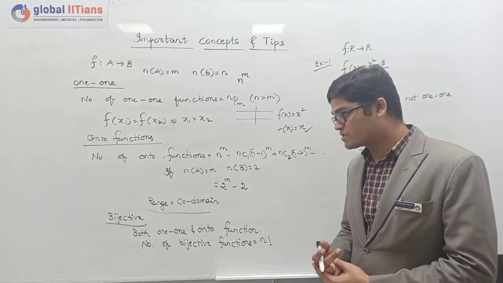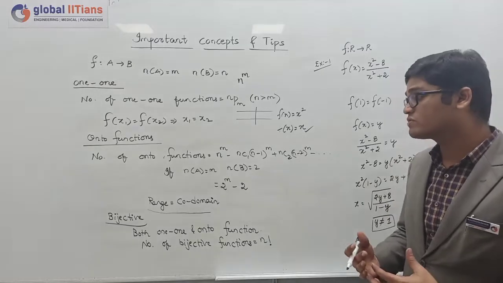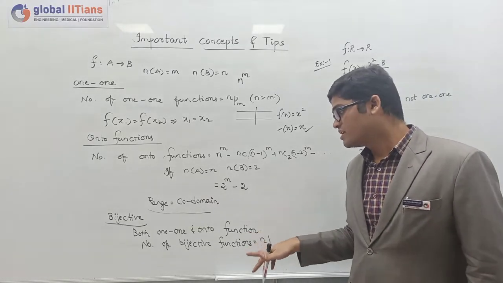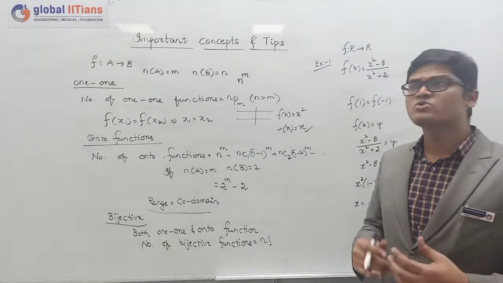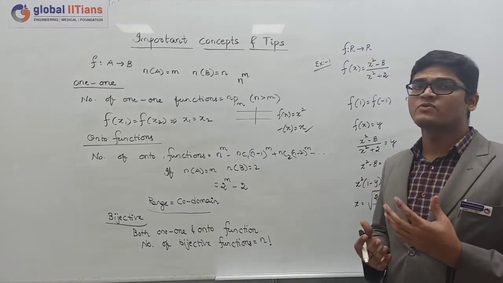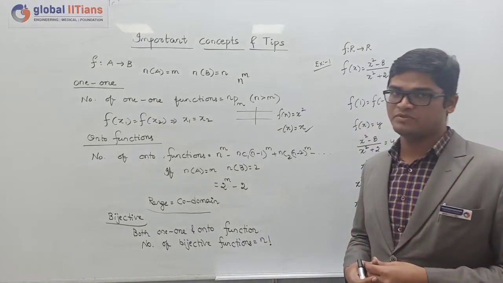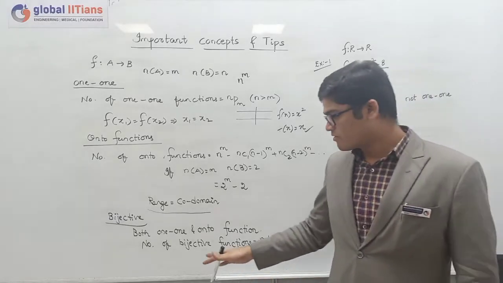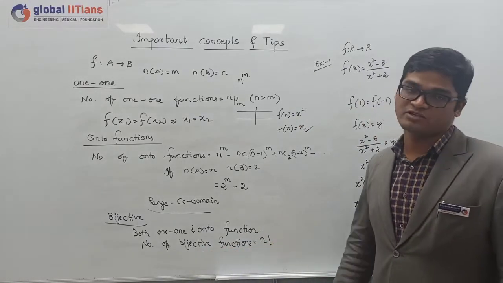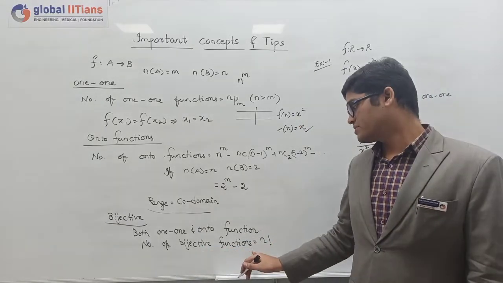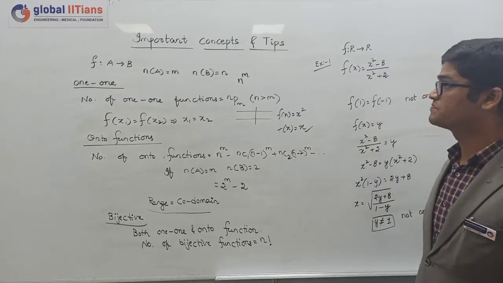Next, what are bijective functions? The functions which are both one-one and onto are called bijective functions. The number of bijective functions is possible only when the number of elements in the domain and codomain are equal. If they are equal to n, the number of bijective functions we can define is n factorial. Got it? So this is the number of bijective functions.